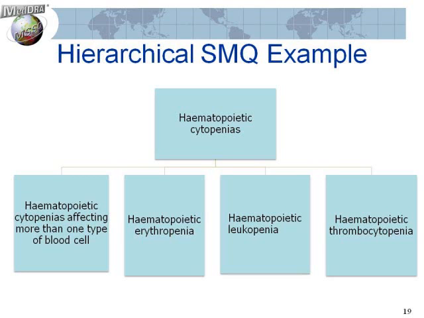Hierarchical SMQs can have as many as 5 levels, as for SMQ hepatic disorders, or as few as 2 levels, as in this example for hematopoietic cytopenias.